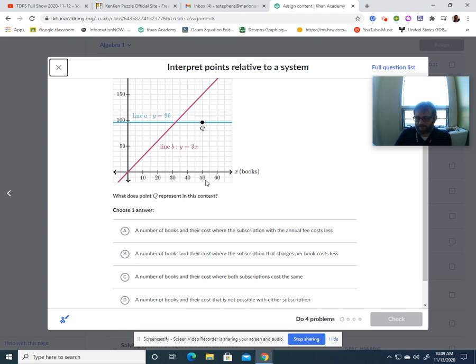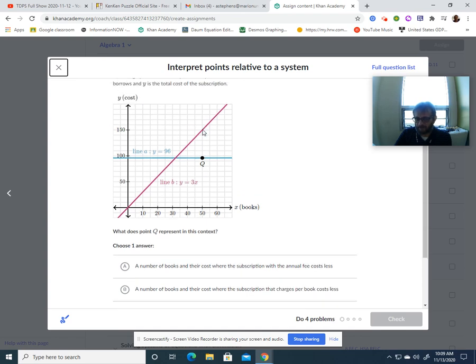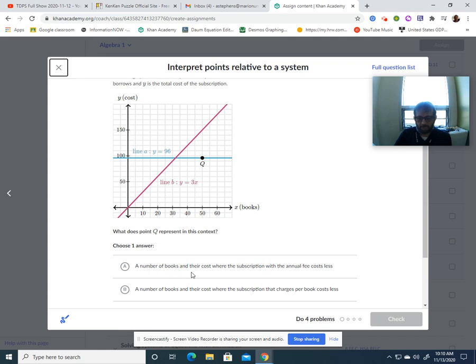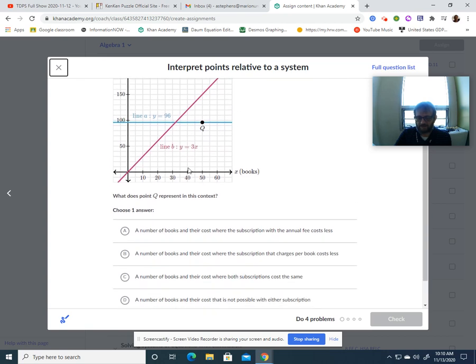Well, that's 50 books. He paid $96. Had he done 50 books at the rate, he would have paid $150. A number of books and their cost where the subscription was less than the annual, which one is... X is the number of books, and Y is, okay, a number of books and their cost where the subscription with the annual fee costs less. The annual fee is the $96. This is what we're looking for. Q is not a point where the price per book would have been less; that would have been here.